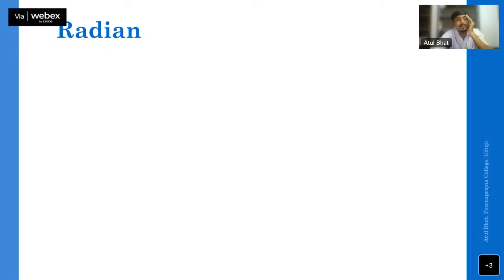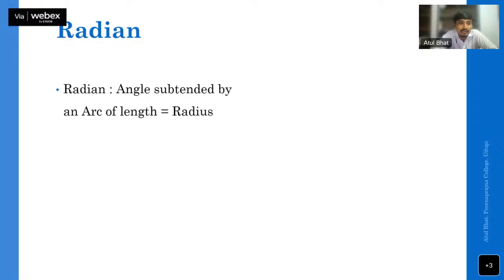Now, when we talk about rotational motion, we'll come across the radian concept. So what is a radian, if you ask me? It is the angle subtended by an arc whose length is equal to that of the radius. An object is moving along a circular path, and when the object has moved a distance equal to the radius, we say that is 1 radian.